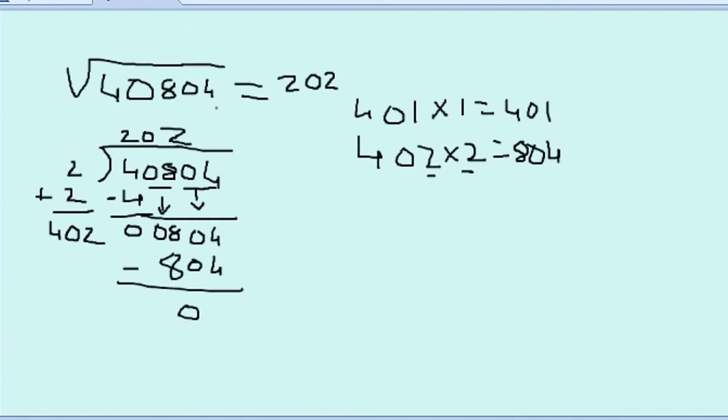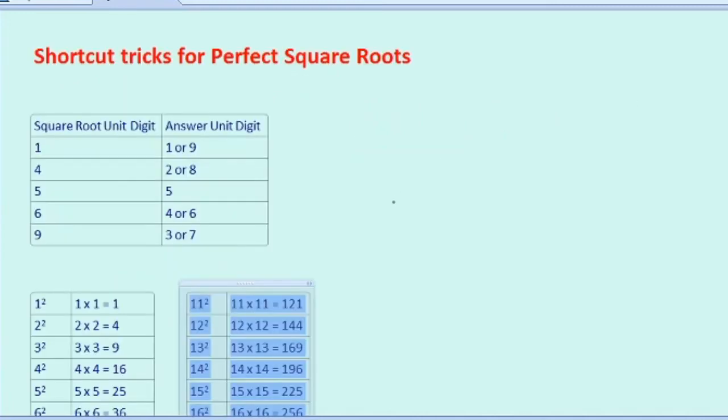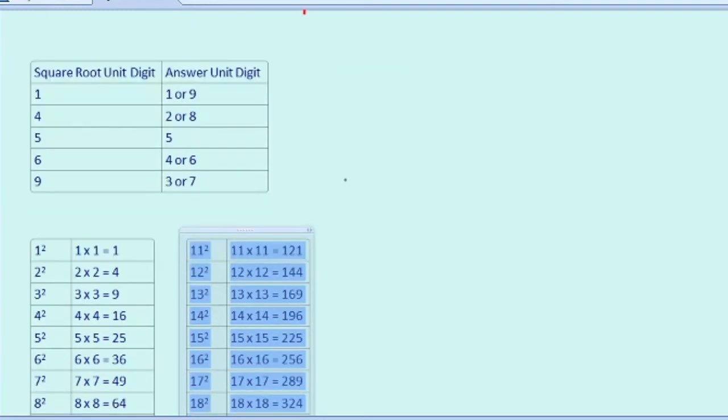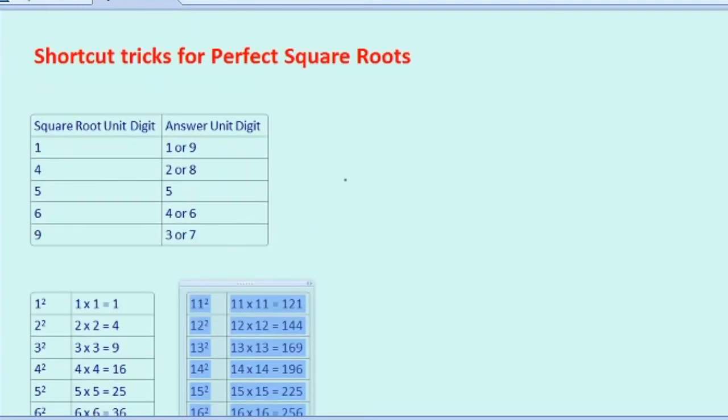Even in imperfect squares, we are going to follow the same method. But there are some shortcut tricks we can use for numbers from 1 to 100 to find out the square roots. Okay, for this shortcut trick, you will have to understand some things.